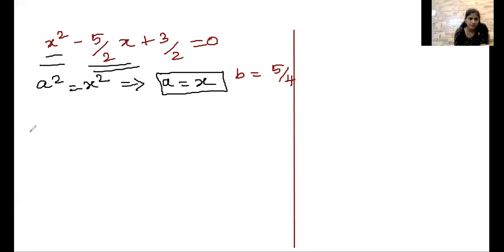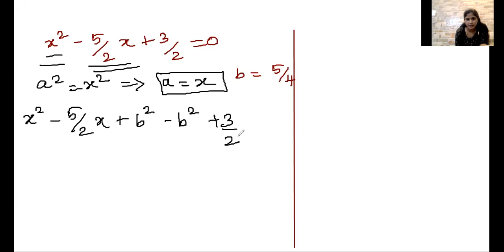So now I'm going to rewrite the question as x square minus 5 by 2x plus 3 by 2. Sorry, not plus b by 2. Next step is to add b square and subtract b square, and write the constant, this 3 by 2, as it is, equal to 0.